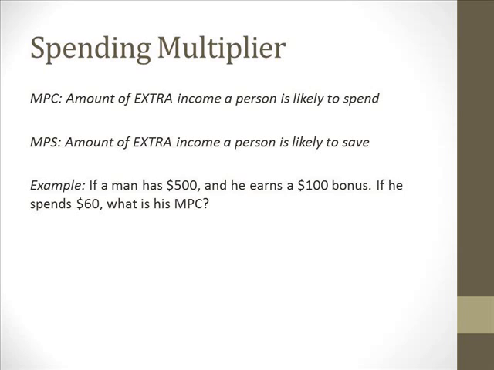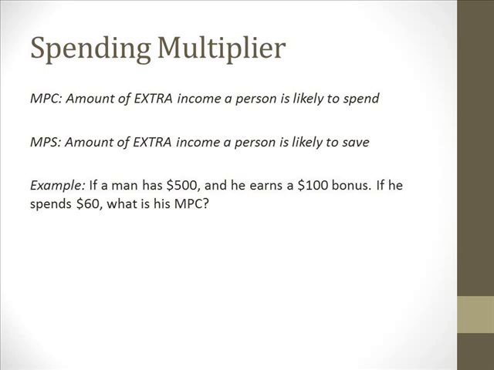So the percentage you're going to spend is the opposite of what you're going to save. So if you spend 60%, you're going to save 40% by default. So it's always going to equal 1 because we do the propensities in hundredths, 0.75 or 0.50. So an example then, and I would write this down: if a man has $500 and he earns a $100 bonus, if he spends 60, what's his MPC?